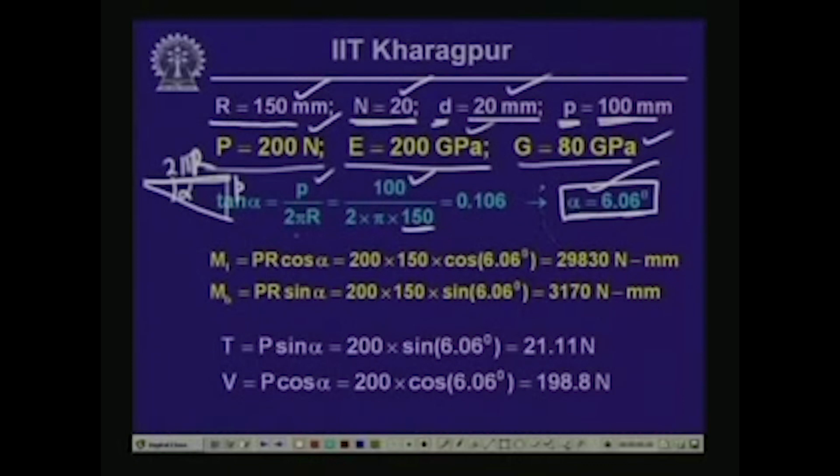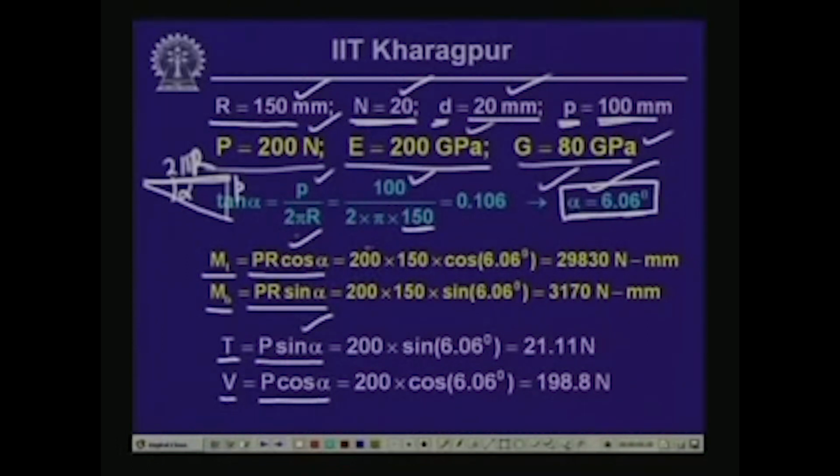Now, once we know the value of alpha, we can compute the four force components that will be acting in the spring, which is twisting moment Mt equals Pr cos alpha, which we have seen already. The bending moment Mb is equal to Pr sin alpha. The axial tensile force that will be acting in the spring wire is equal to P sin alpha, and the transverse shear V is equal to P cos alpha.